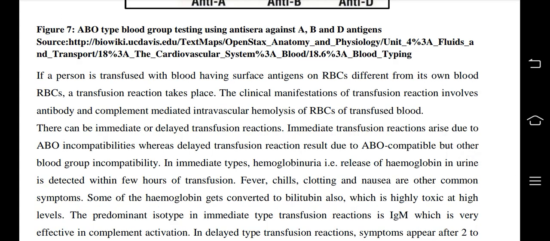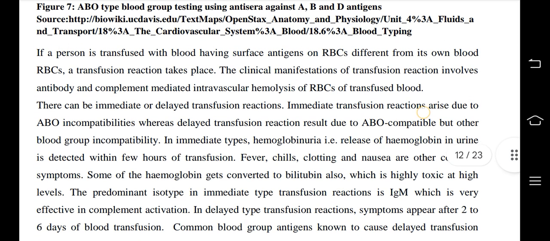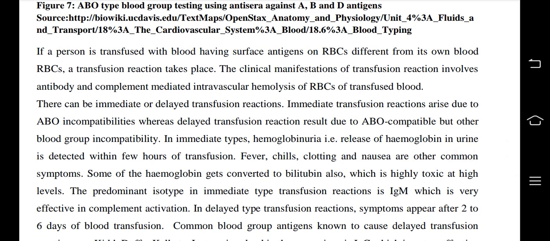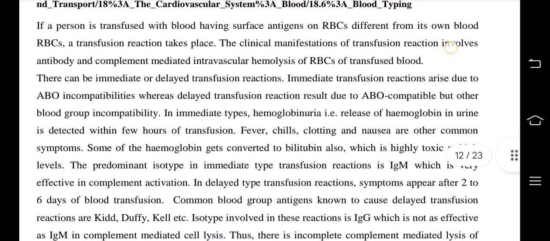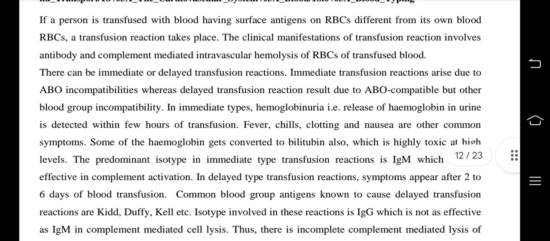If a person is transfused with blood having surface antigens on RBCs different from its own blood RBC, a transfusion reaction takes place. The clinical manifestation of transfusion reaction involves antibody and complement mediated intravascular hemolysis of RBCs of transfused blood. There can be immediate or delayed transfusion reactions. Immediate transfusion reactions arise due to ABO incompatibilities, whereas delayed transfusion reactions result due to ABO compatible but other blood group incompatibility.